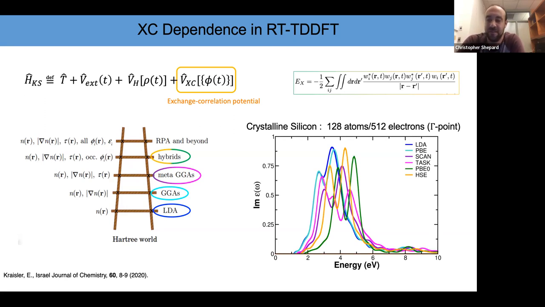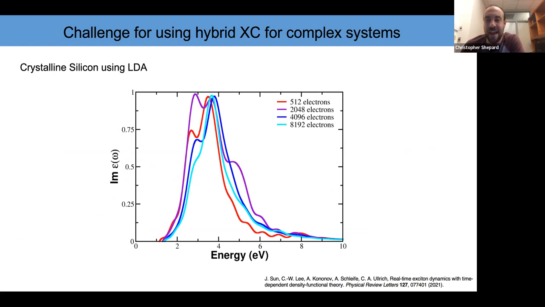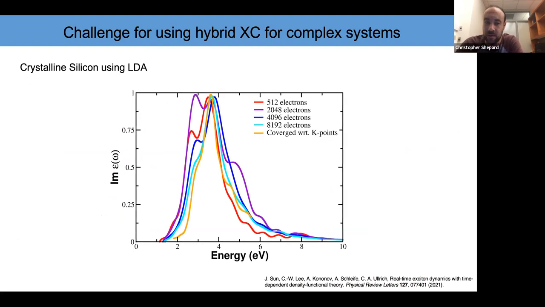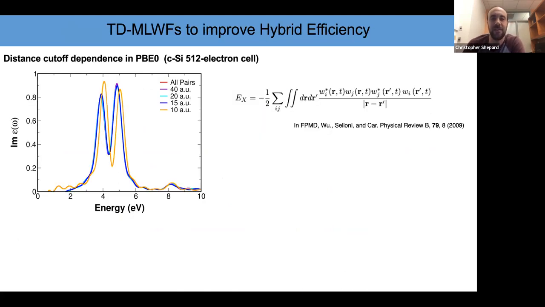However, using hybrid functionals in real-time TD-DFT is very costly due to this exchange integral I've shown at the top here, where we need to calculate this exchange for every electron pair within the system. And so even for a 512 electron, 128 atom system of silicon, this is very costly. However, this simulation cell is still not converged with respect to cell size. So to use hybrid at the gamma point and to get a converged simulation cell, just using LDA, we have to go all the way to 8,000 electrons before we see an agreement with respect to K points for the silicon system. So one thing we've done is use Wannier functions to essentially improve this hybrid efficiency.